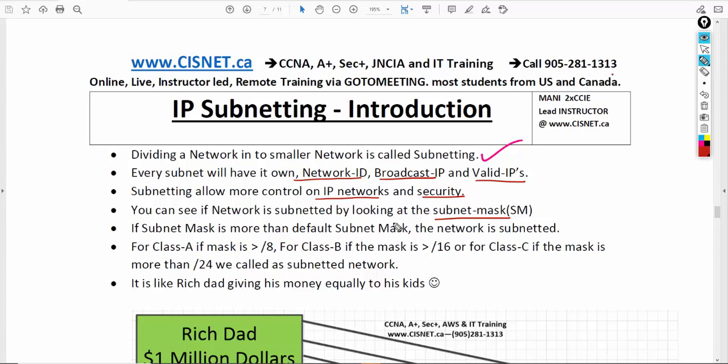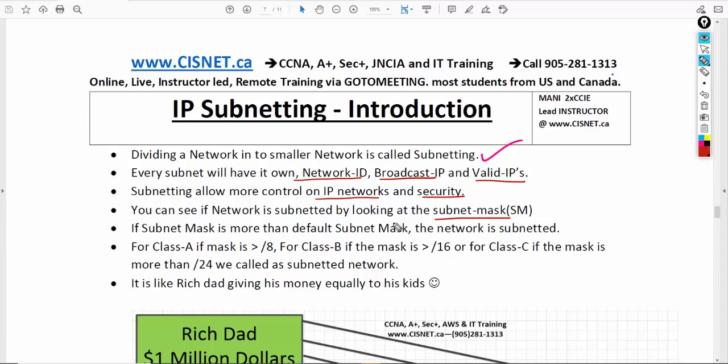That means for class A IP addresses, if the subnet mask is more than /8, for class B, if the subnet mask is more than /16, and for class C, if the subnet mask is more than /24, we call it a subnetted network. In this lecture, I'm not going to talk about supernetting. That means if the subnet mask is less than /8, /16, /24 for class A, B, C, we are not going to focus on that. We are going to focus on subnetting.